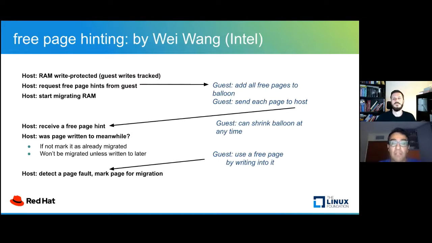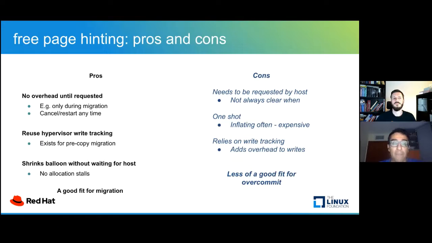Now, since the first thing that the guest does when using a page is write into the page, and since the page is write protected, this will cause a fault. And the host will mark the page for migration again. Now, unsurprisingly, this feature is a good fit for migration. It has no overhead unless requested. Hypervisor dirty tracking is used for migration anyway, so it's easy to reuse. The balloon can shrink without waiting for the host to make progress, so the guest is not slowing down.